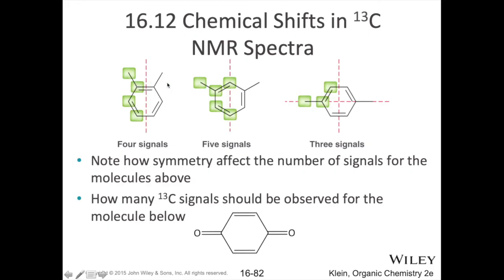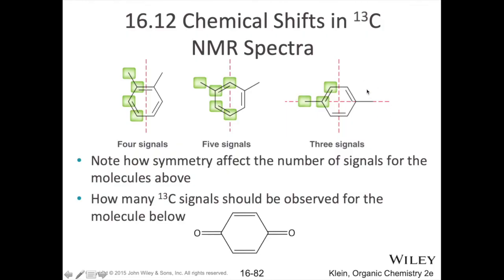out of our 8 carbons. Over here, we have 5 different signals. 2 of them lie on that axis. Again, out of our 8 different carbons, we have 5 different signals. This methyl group is going to be the same as this one. This carbon here is going to be the same as this one, and this one is the same as this one.